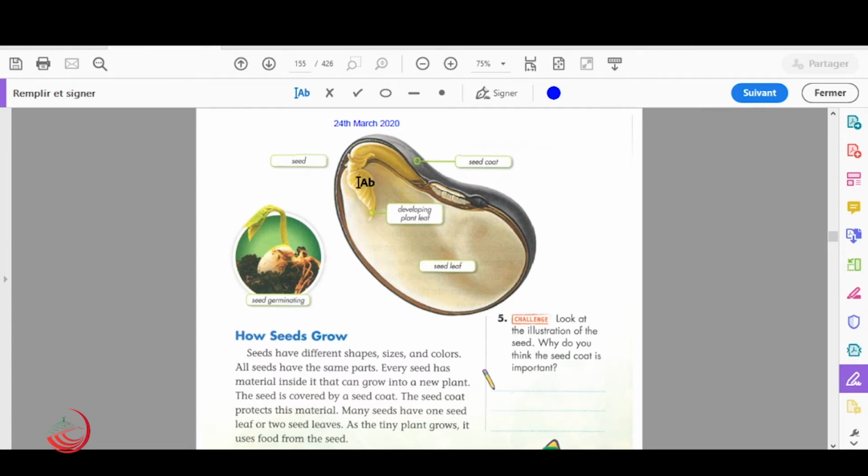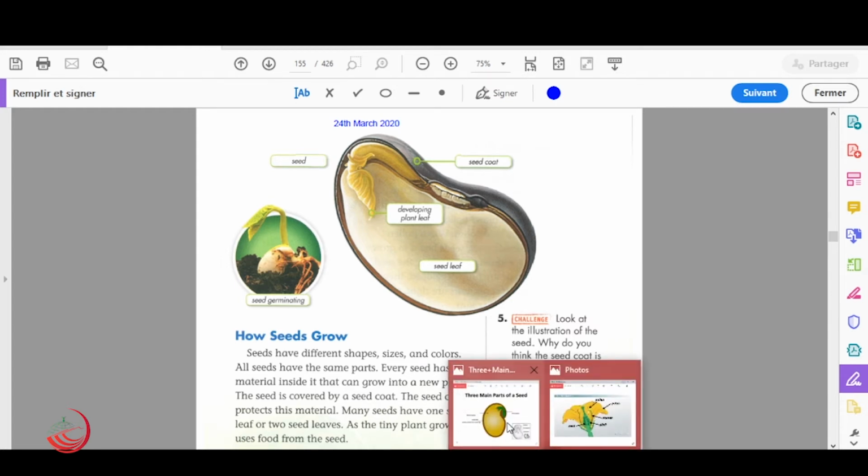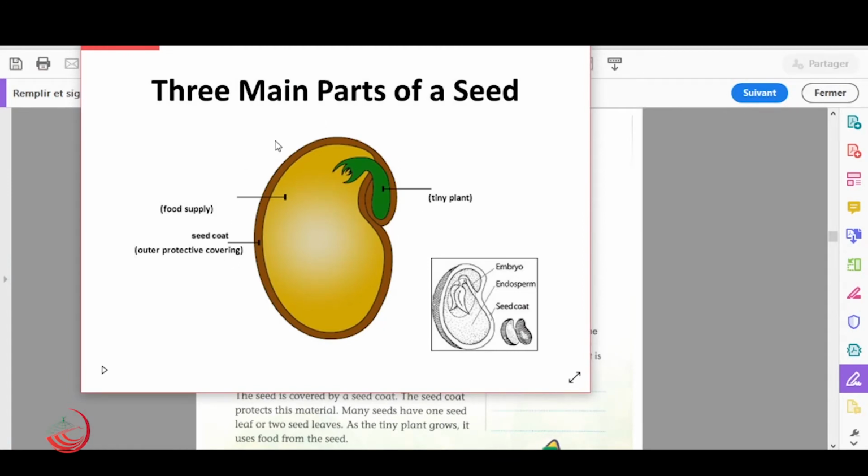This is the tiny plant. This is the coat that covers the seed. This is the food supply. So this is the picture: the seed, the food supply, the tiny plant that grows into the plant, and this is the seed coat. The seed coat protects the food supply, or protects the seed, all of it.